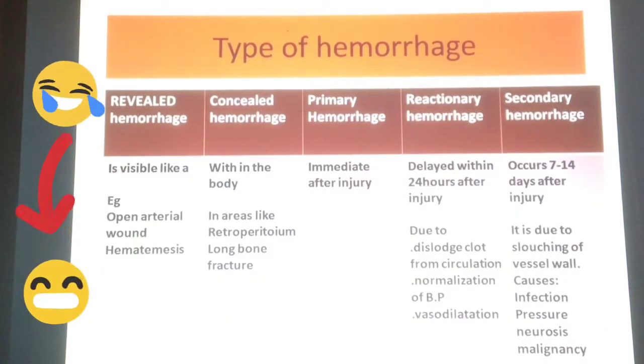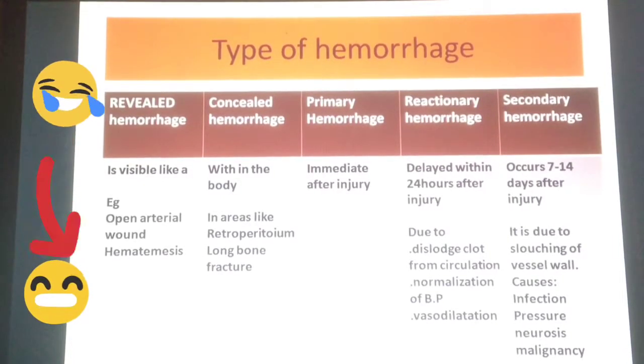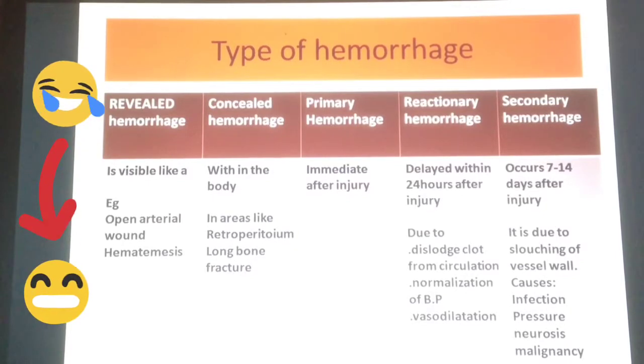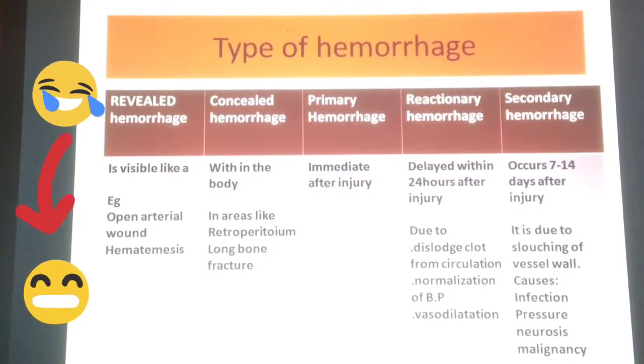Then different types of hemorrhage. Hemorrhage can be either revealed hemorrhage, which is visible hemorrhage. Examples of this are an open arterial wound, or hematemesis, which is blood coming out during vomiting. Then we have concealed hemorrhage, which is inside the body, such as retroperitoneal bleeding or a long bone fracture. In a long bone fracture, such as of the femur, there is a circumflex artery supplying it. During avulsion of such an artery, a large amount of fluid is lost within that area, which is concealed, and due to which the patient's condition deteriorates.